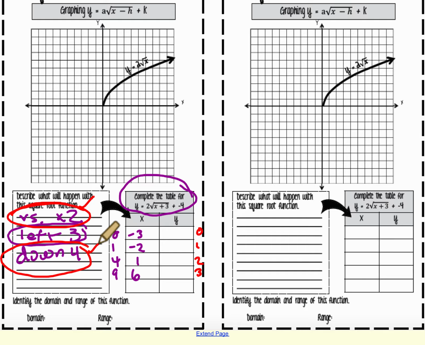2 times 0 minus 4. Then we go ahead and do that to the 1. 2 times 1 minus 4. 2 times 2 minus 4. 2 times 3 minus 4. And these make up the points in my transformation. Negative 3, negative 4. Negative 2, negative 2. 1, 0. And 6, 2.